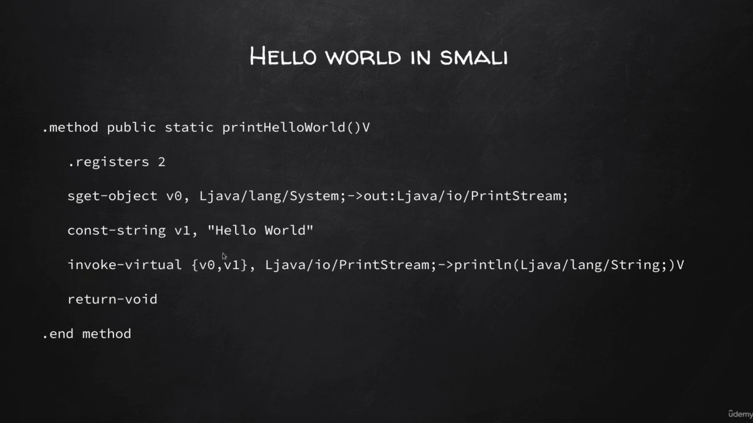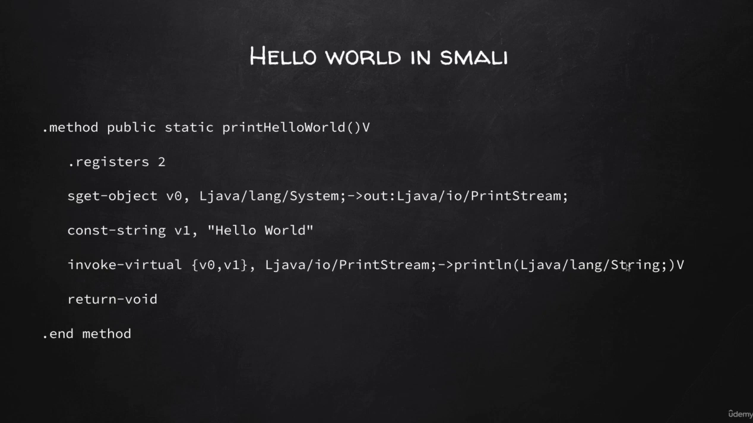We are using invoke-virtual for calling the method, and here v0 is used because it is a non-static method. On the instance of System.out, which was v0, we are calling the println method, and we are passing one parameter, that is our v1. So PrintStream should take v1 as an argument, that is our string, and it should simply print the statement.